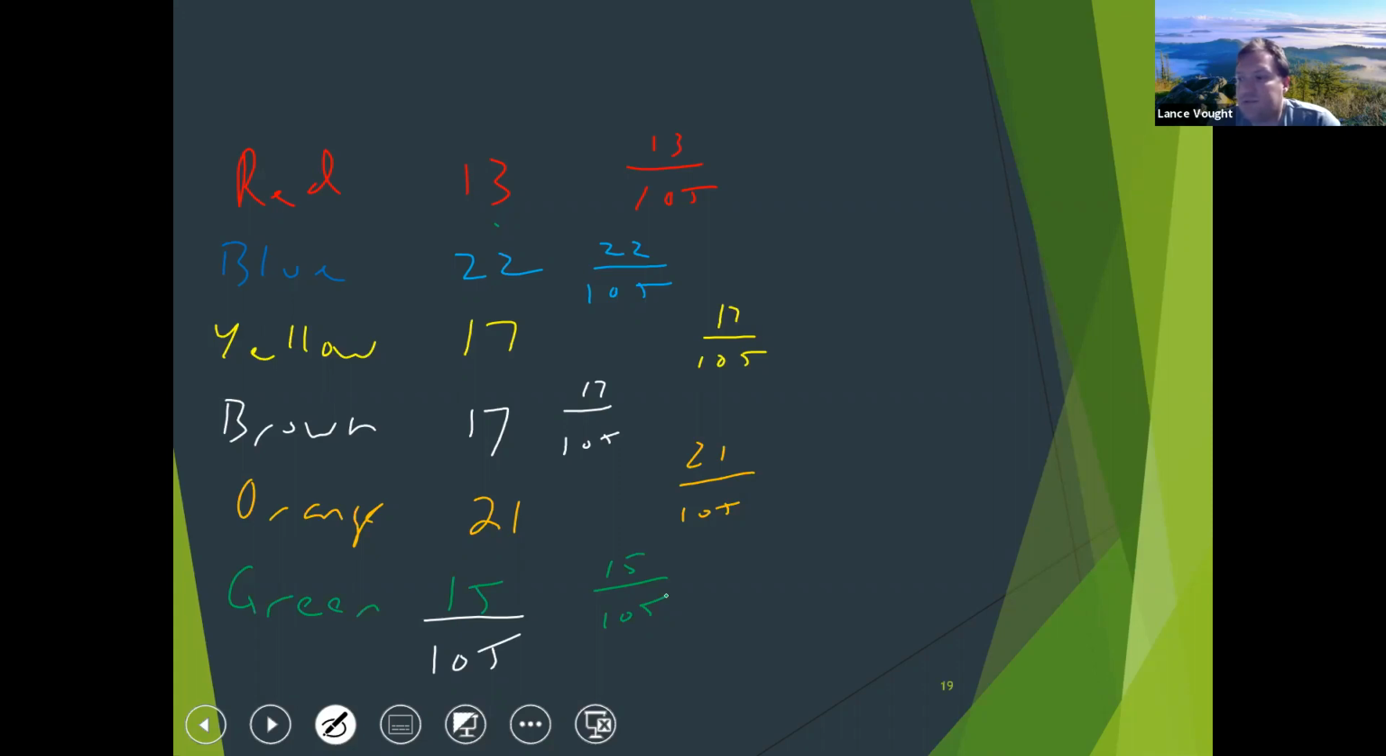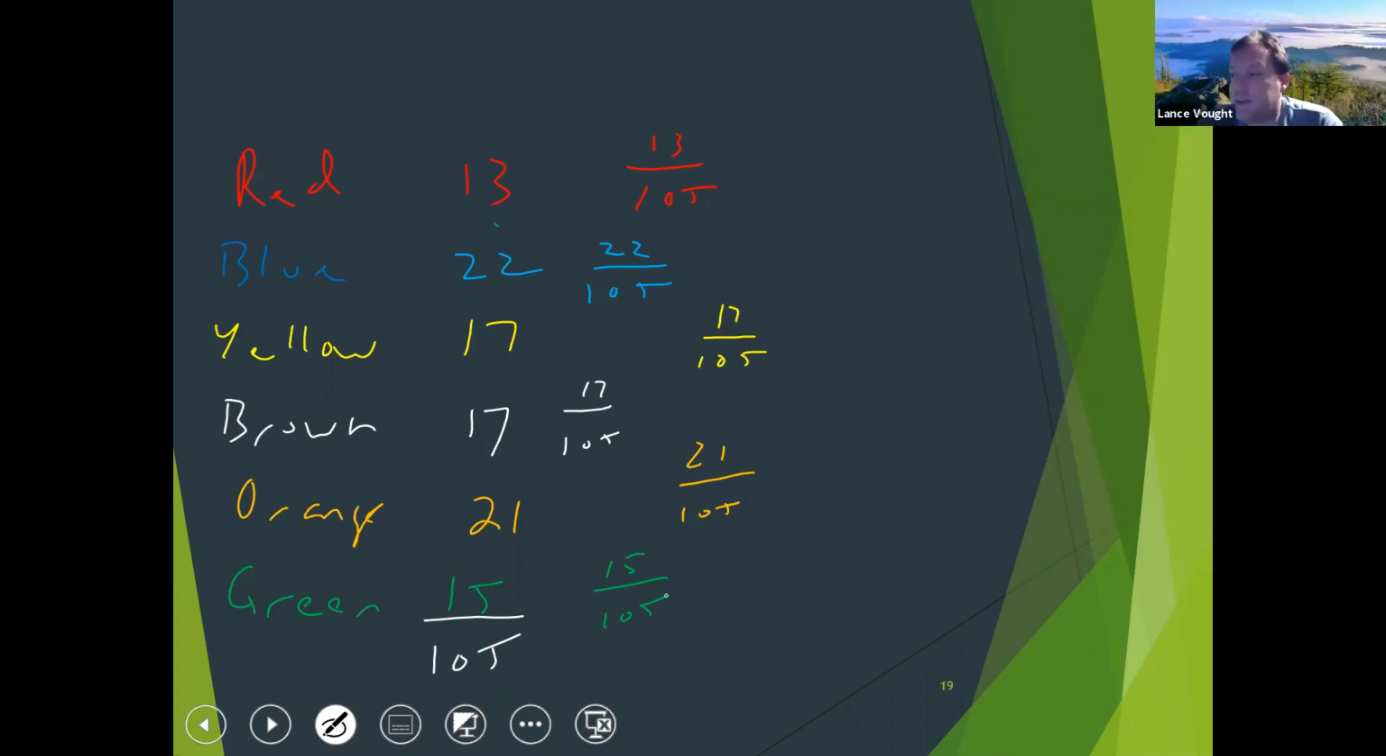How many of these fractions do you believe can be simplified? Any of them? One of them? Two of them? Any colors? Can't all of them be simplified? Is 105 divisible by 13? No.